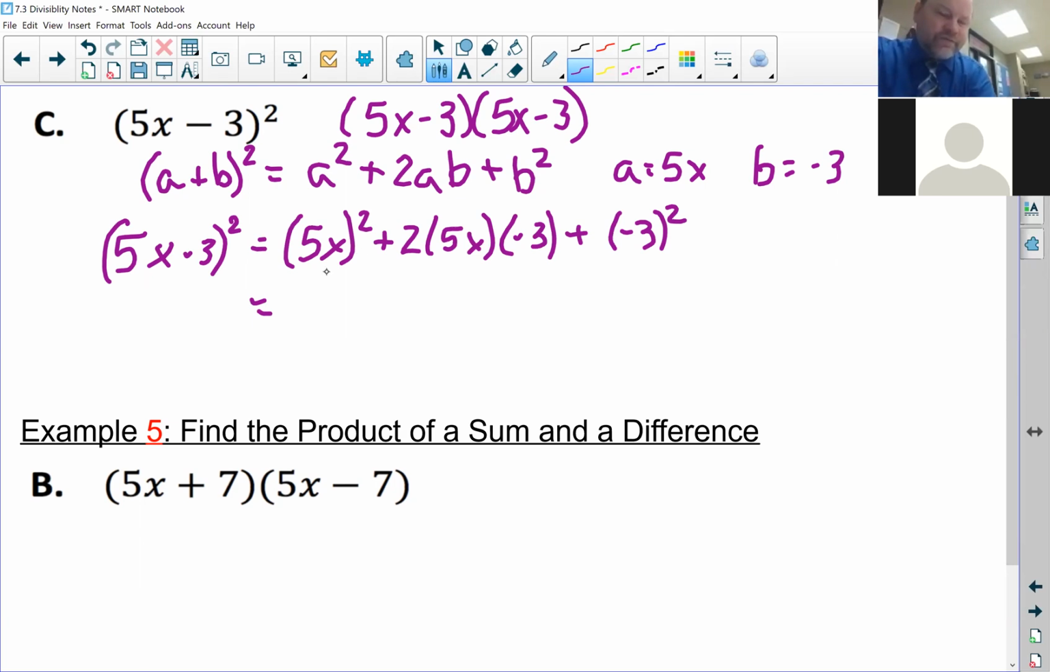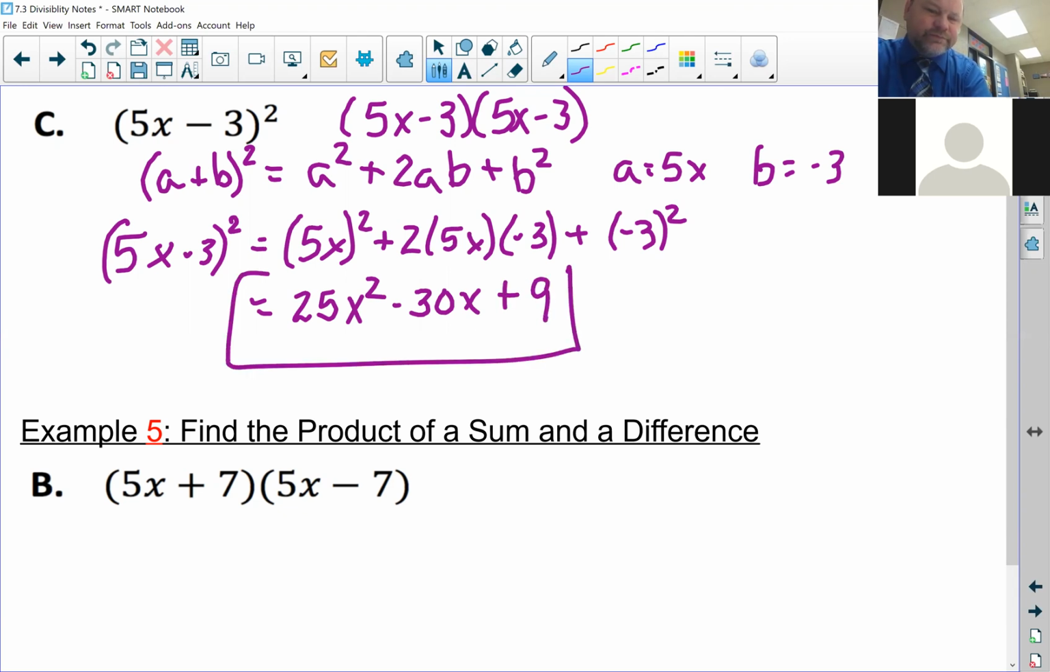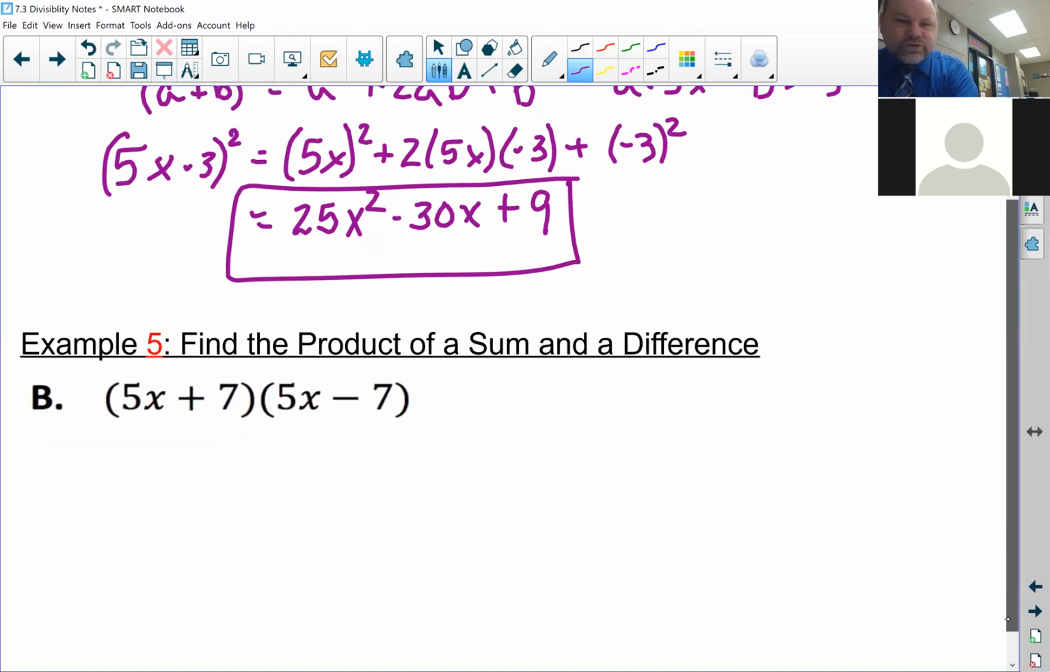5x squared, so that's 5x times 5x. 5 times 5 is 25. X times x is x squared. 2 times 5x times -3, well, 2 times 5 is 10, times -3 is -30, and we have that x. And then -3 squared is +9. So there is our binomial squared.